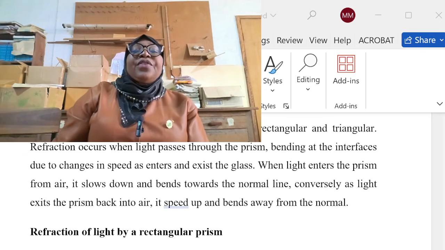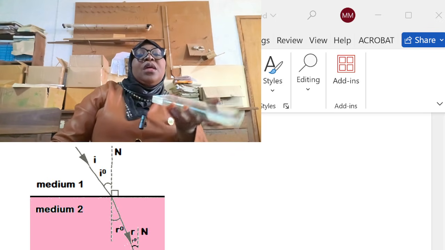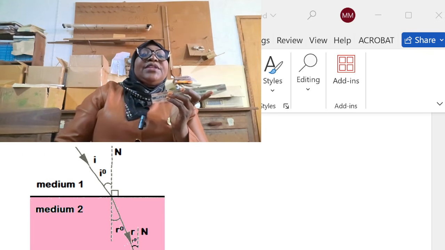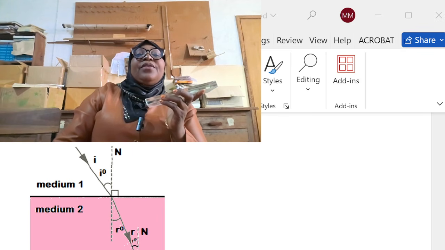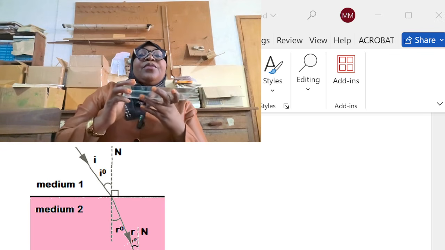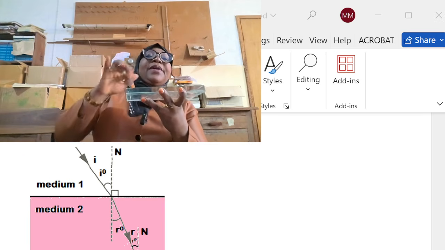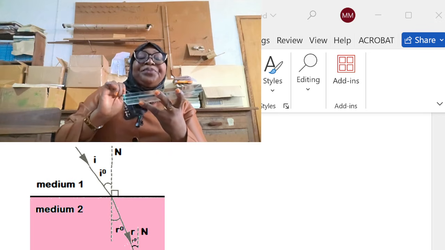So we have two laws of refraction: the first law and the second law. The first law says that the incident ray, the refracted ray, and the normal all lie on the same plane. Which is the normal? The normal is an imaginary line perpendicular to the plane, which makes an angle of 90 degrees with the plane. This is a normal line.